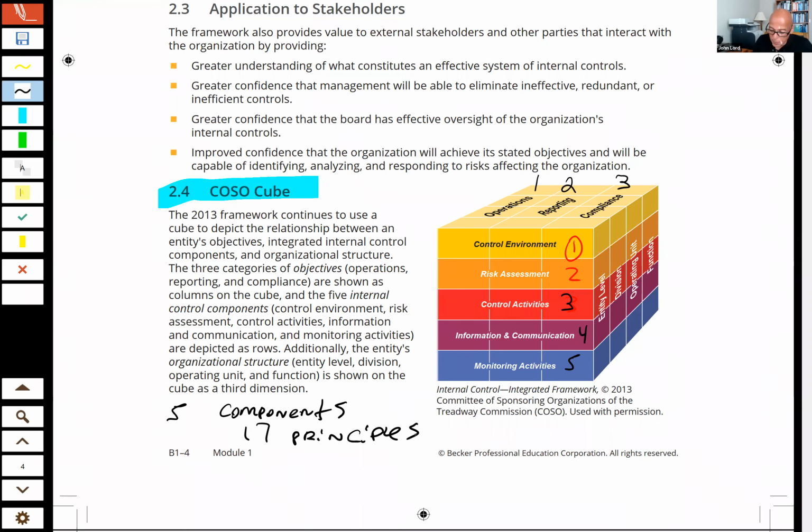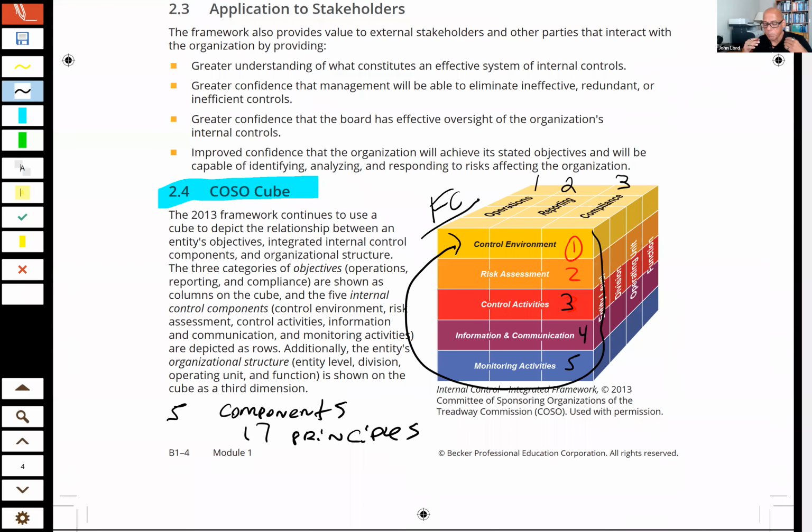Now, you can go ahead and flashcard the components and the objectives. If you want to, you can just flashcard that cube, copy that, have it as part of your flashcards, shrink it down, make it 3x5 flashcard size. But it's also worth noting that even though we're showing this as a cube so that we understand the interrelation between the objectives and the components, it could also be depicted in a circle.